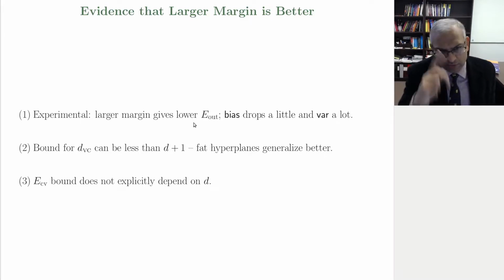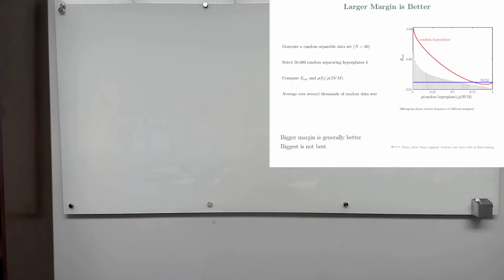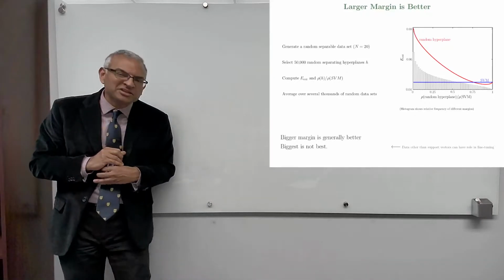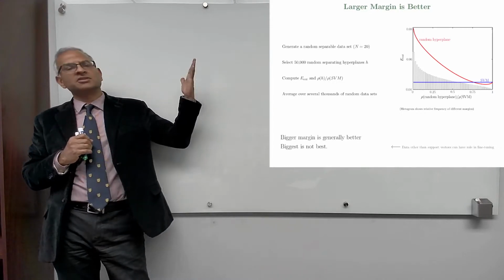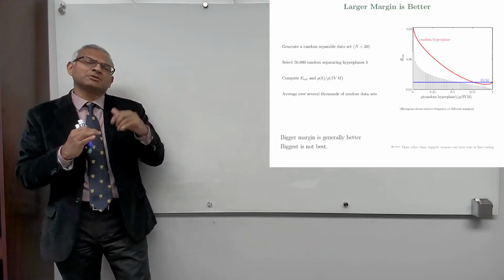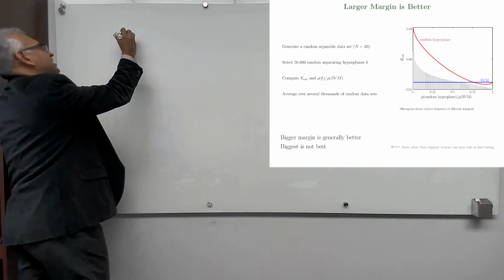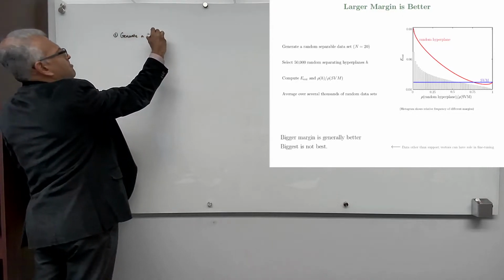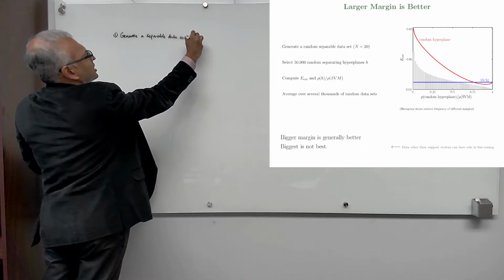So let's begin with some experimental evidence. Let's start with some experimental evidence that suggests the fat hyperplane is better than the thin hyperplane. The result of an experiment is shown on the right. Let me briefly describe the experiment. Here's the idea. Generate a separable data set. And we used n equals 20.